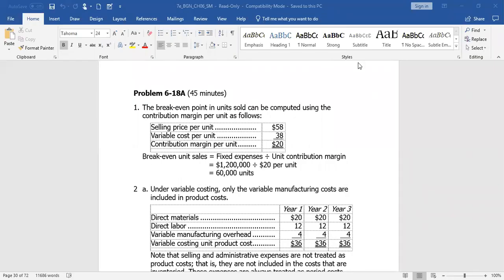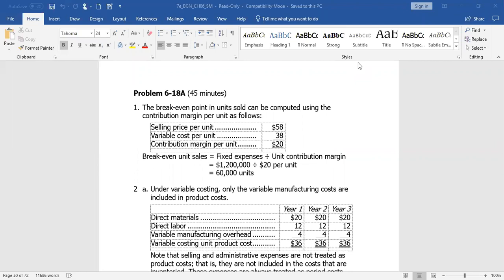Hi everyone. We are going to go through two practice problems, problem 618A and problem 621A. So we have here on page 282, Haas Company manufactures and sells one product. The following information pertains to each of the company's first 3 years of operations. Their variable cost per unit listed, fixed costs.